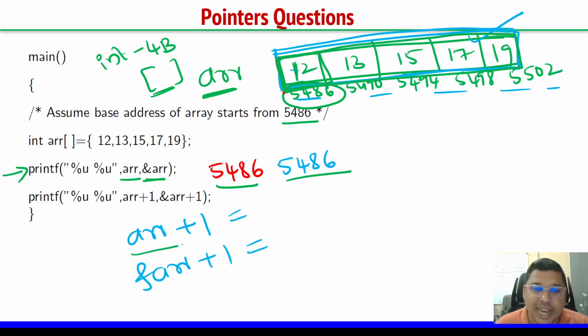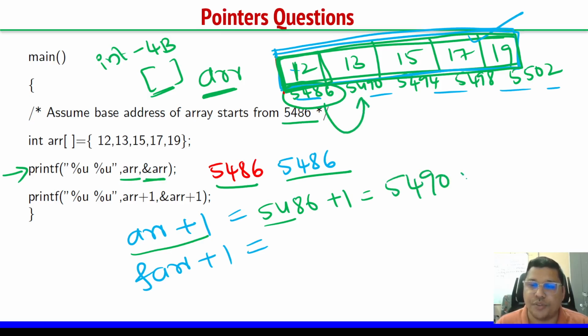When I talk about ARR plus 1, what is ARR value? 5486. It means 5486 plus 1. Address plus 1 means it will move to the next location, that is 5490. This is correct. What you told is right, 5490. What about ampersand A plus 1? Any guess? What about ampersand A plus 1? Okay, everybody is telling 5494, 5491, 5487. Let's see this.